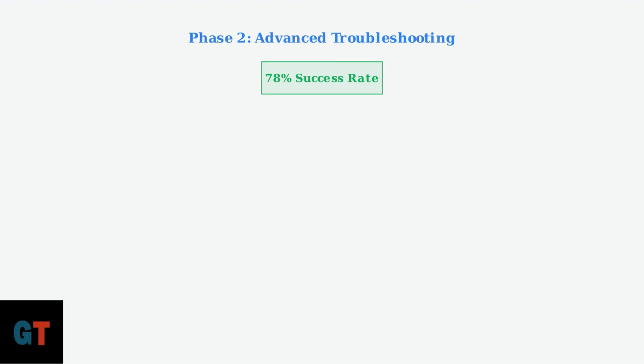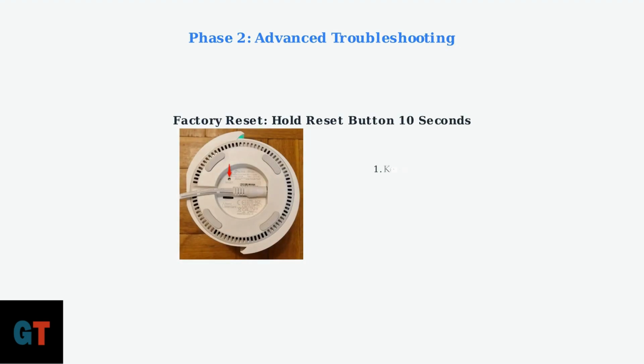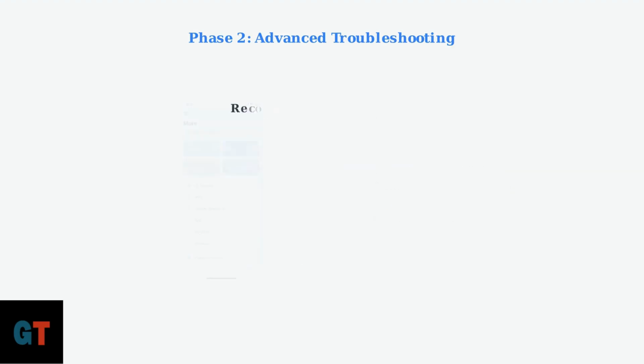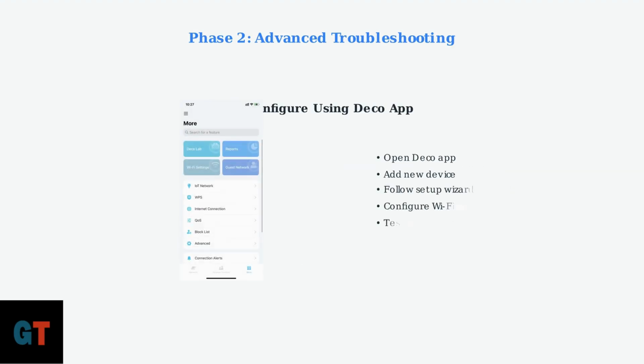A factory reset resolves configuration-related issues around 78% of the time. Locate the reset button on the bottom of your Deco device. Hold it for 10 seconds while the device is powered on to perform a factory reset. After the factory reset, you'll need to reconfigure your network using the Deco mobile app. This will restore your network settings and connections.